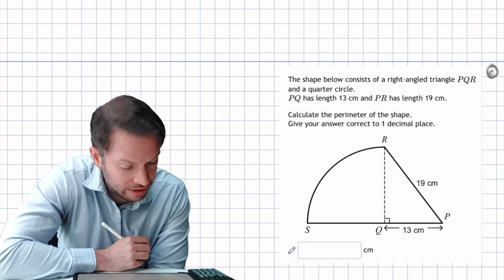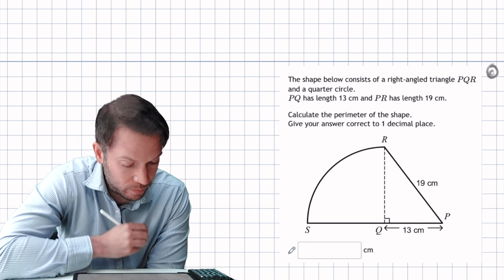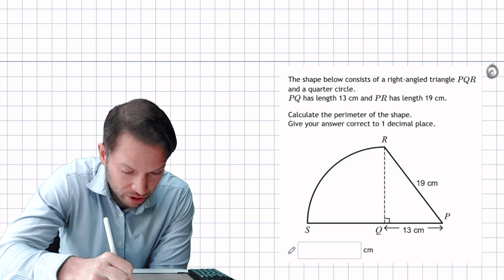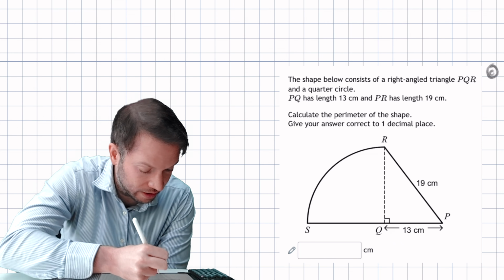The shape below consists of a right angle triangle PQR and a quarter circle. We've got PQ has length 13, which we're given here, and PR has length 19, so PR, that length is 19. Calculate the perimeter of the shape. So we need the total length all the way around the shape.